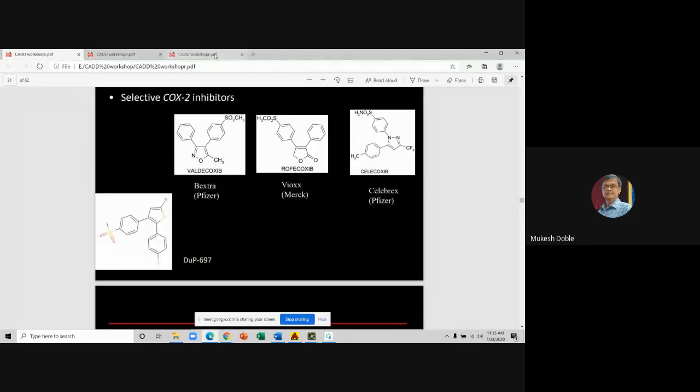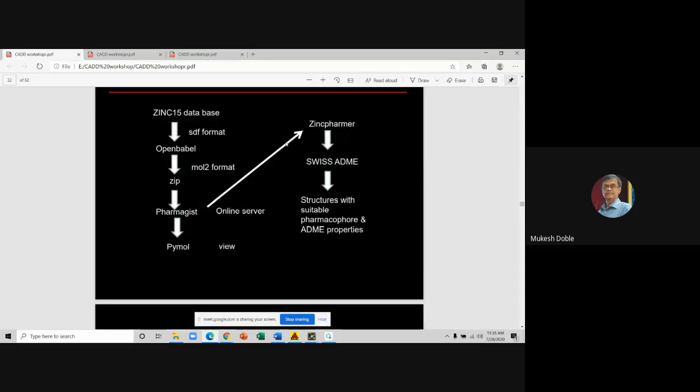These are the 4 reported drugs. They have the same pharmacophore features, and they satisfy all the rules of drugability, all the rules of ADME, the bioavailability, GI absorption, and so on. So this is the entire workflow for pharmacophore based design.